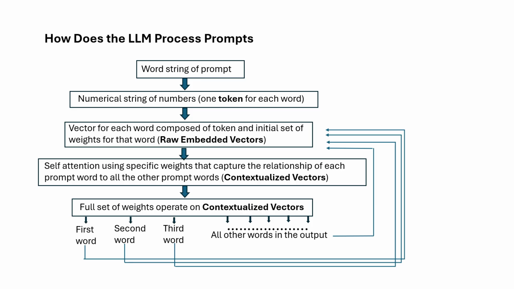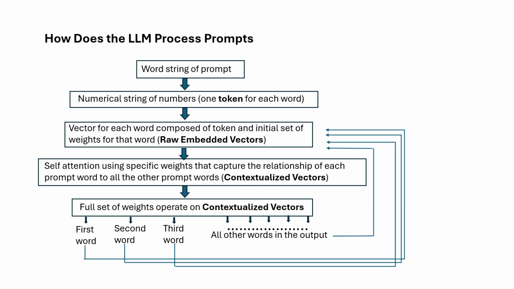So we have the word string of a prompt. We turn that into a numerical string of numbers, just tokens for each word. Then we form a vector for each word composed of the word and the first initial set of weights that the LLM assigned to those words. I've highlighted the word raw embedded vectors. If you do more research, you'll see that word.